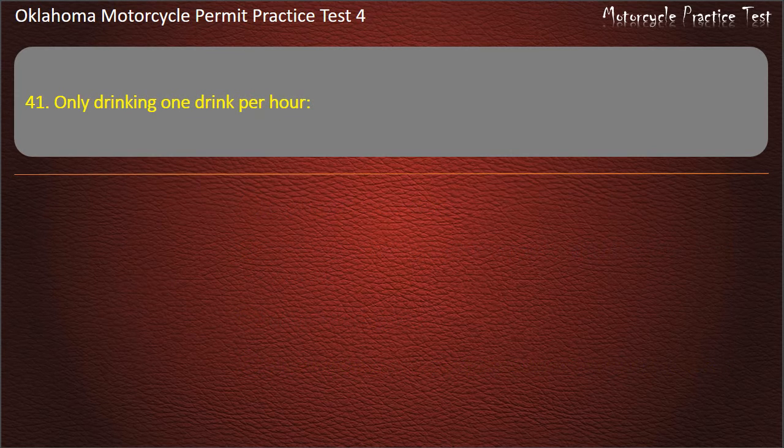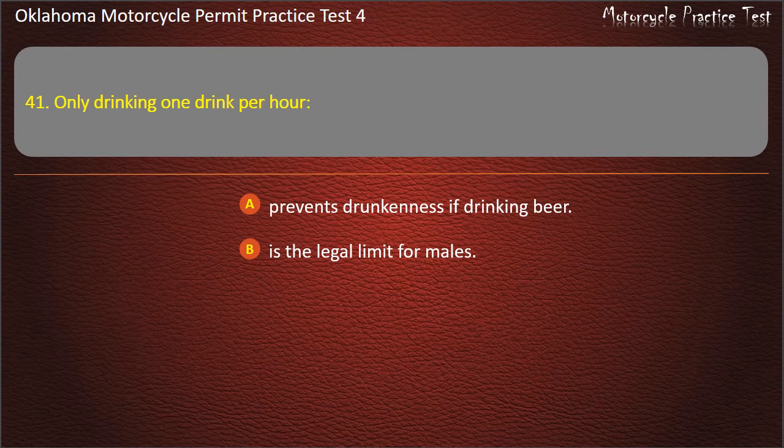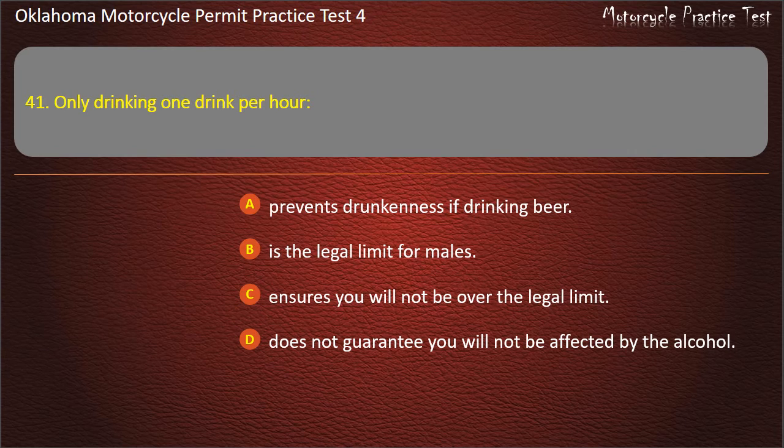Question 41. Only drinking 1 drink per hour. Prevents drunkenness if drinking beer. Is the legal limit for males. Ensures you will not be over the legal limit. Does not guarantee you will not be affected by the alcohol. Answer. Does not guarantee you will not be affected by the alcohol.